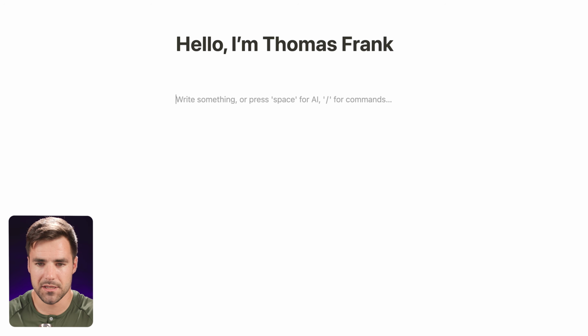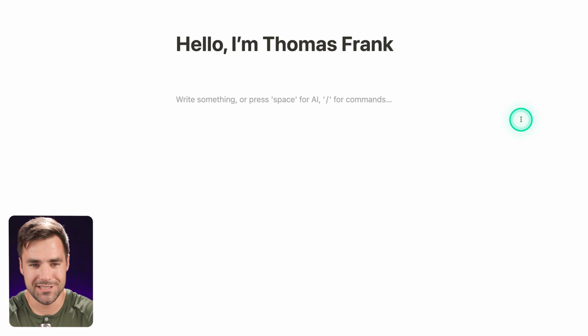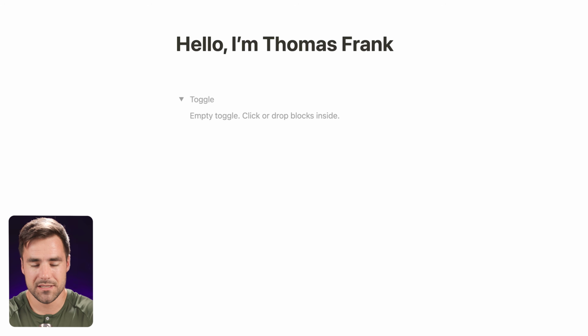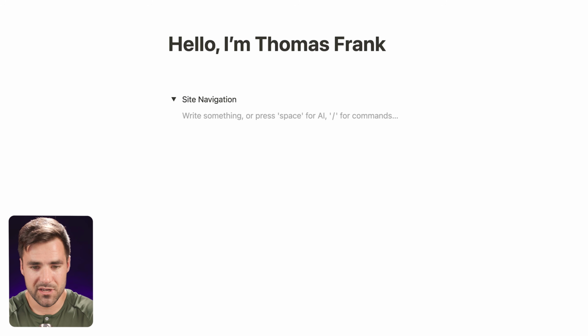So I'm going to enter down a couple of times. And then here's a nice little trick I like to use. I like to use this little forward bracket character and then hit space to create a toggle. And I'm going to call this section Site Navigation. Within Site Navigation, I'm going to go ahead and create my pages.